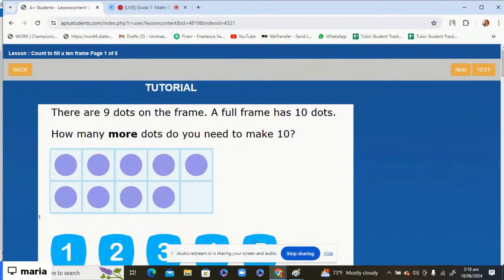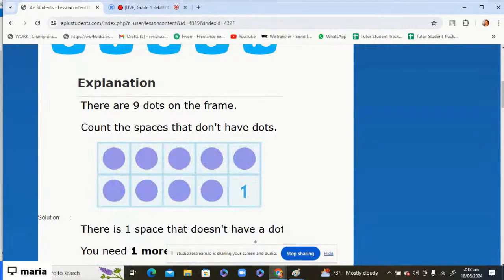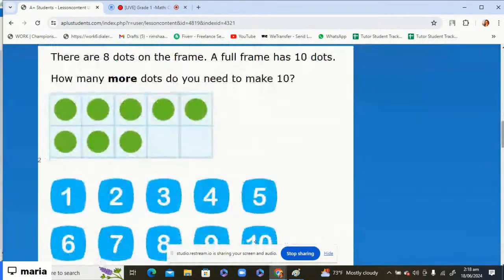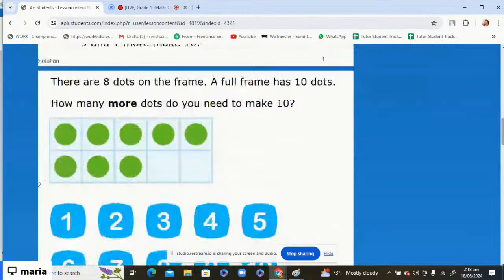Let's do the next question. So, first of all, you counted how many total dots are there? Green dots. How many total green dots are there? These are eight. Okay, and they are saying that a full frame has 10 dots. So, how many more dots do you need to make 10? Think about it. How many more dots do you need to make 10? It's one dot, it's two dot, three dot, four dot. Think about it and then tell me.